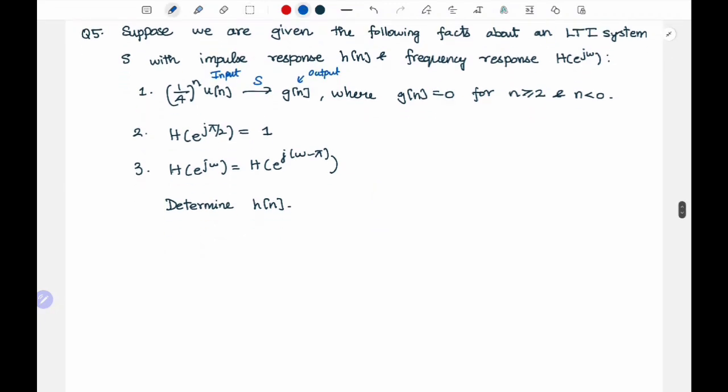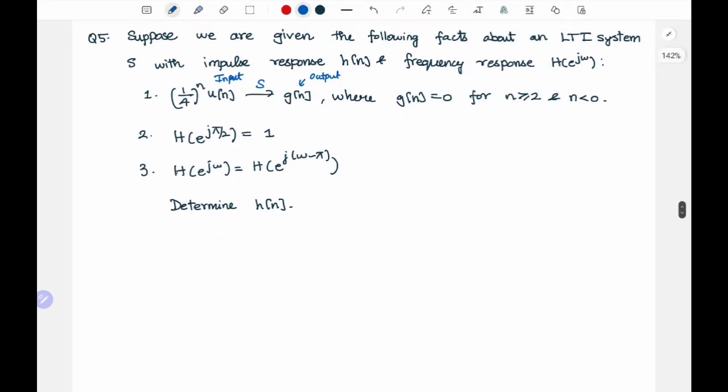So now let us start with the first fact. Okay. So what we are given? We have given the input and g of n is our output. And your g of n is non-zero only for n equal to 0 and 1, right?